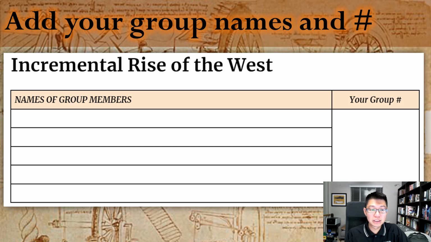And so one person, as usual, is going to open up the document and share with the others. You'll be given a specific group number as well. Keep that group number in mind, and make sure you write that down in the slot that is provided in this box right here. Okay.